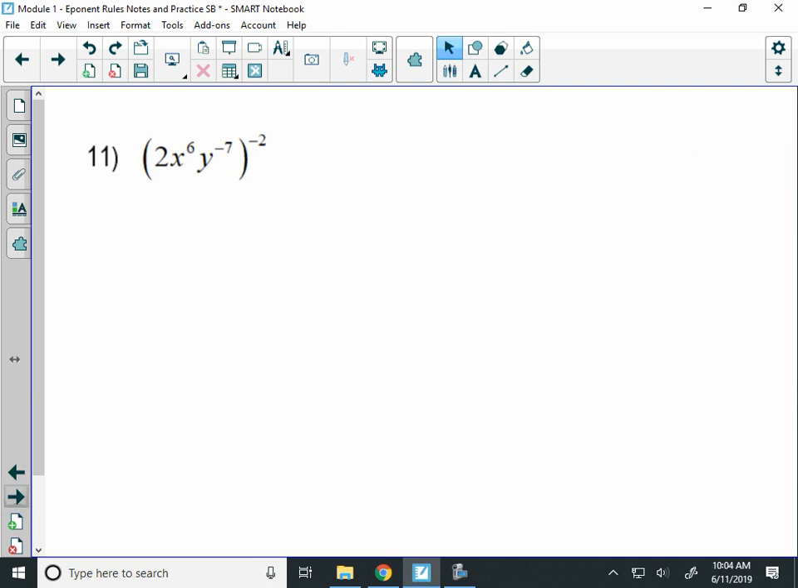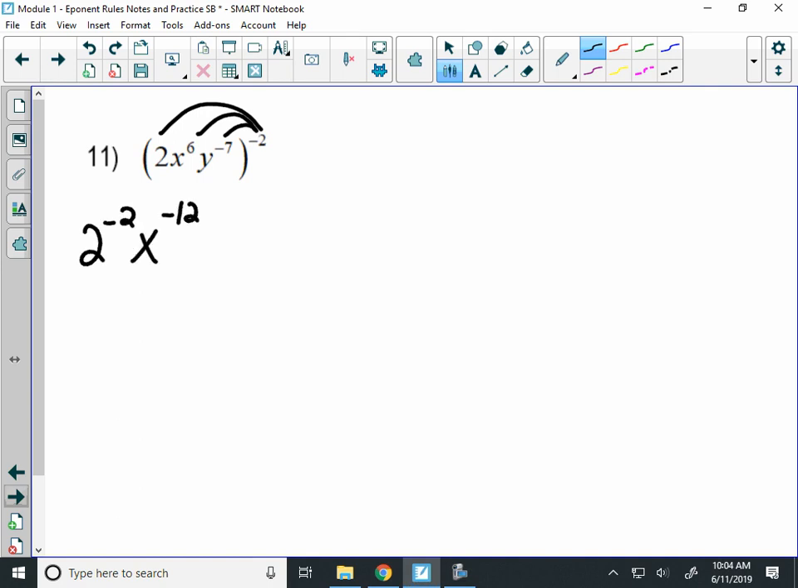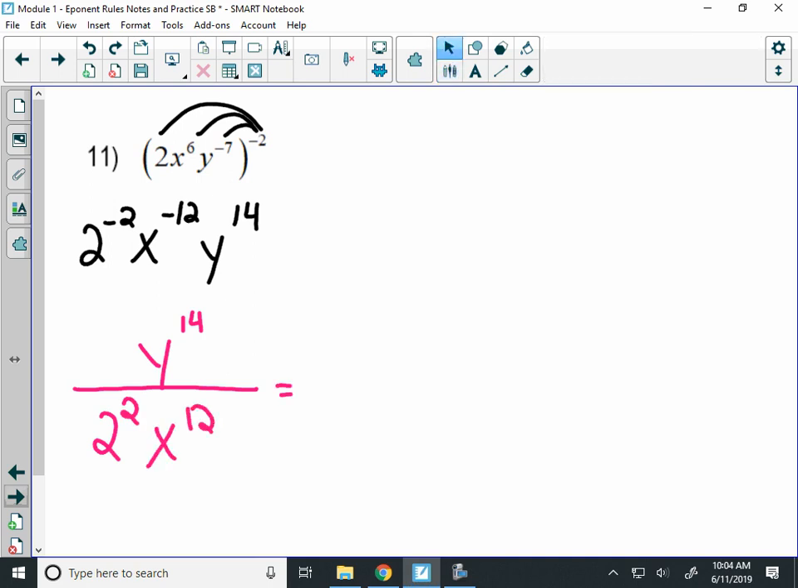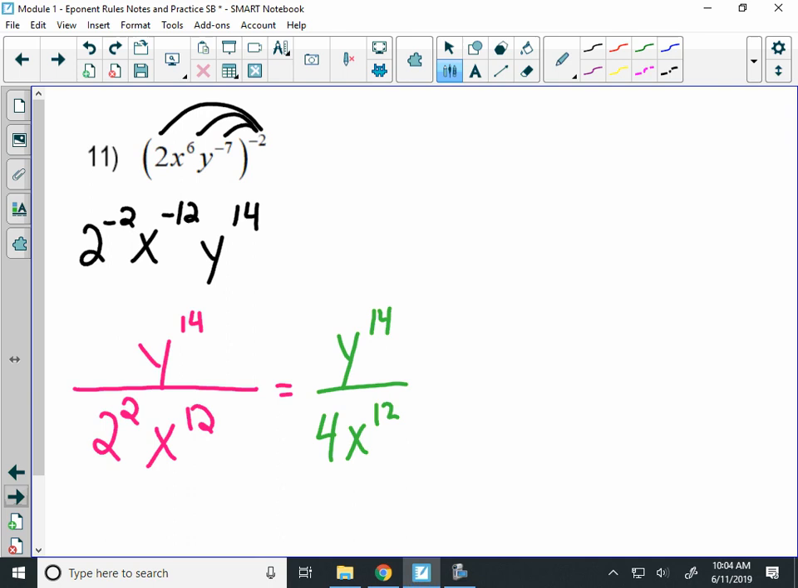Number 11. Start by distributing the negative exponent. Right? Distribute it to the 2, the x, and the y. So you have 2 to the -2, x to the -12th, and then -7 times -2 is y to the +14. Now what has to move? Well, it looks like the 2 and the x have to move. So I'm going to rewrite this as a fraction. Y to the 14 stays put. It's positive, like for example. 2 to the -2 comes to the denominator, 2 squared, x to the +12. And when I simplify that, I just get y to the 14th over 4 x to the 12.